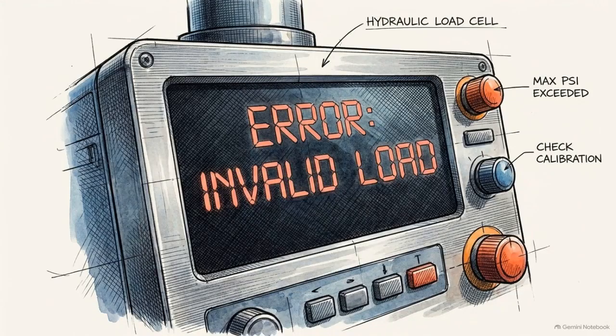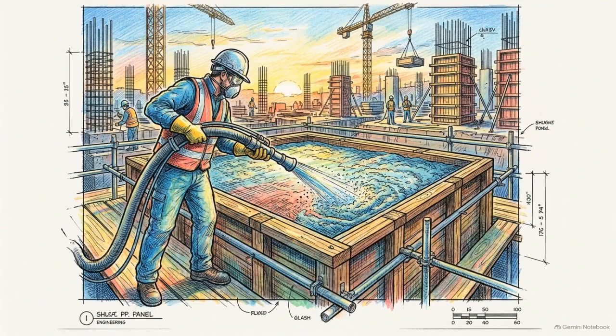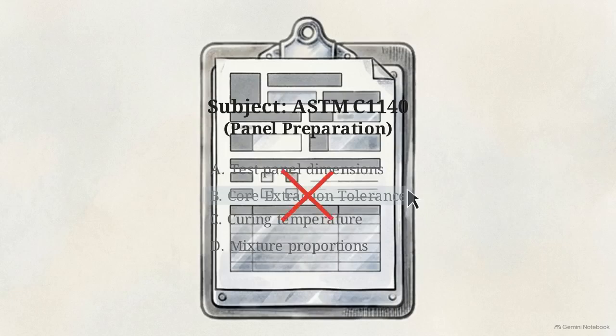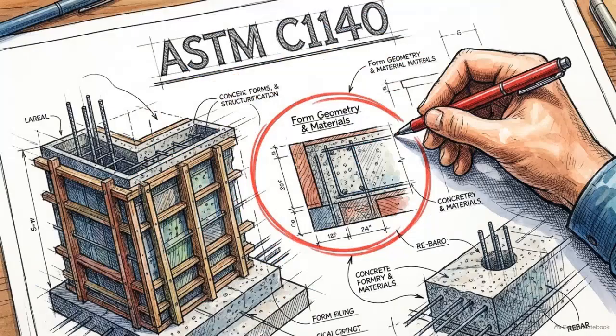The numerical output generated by a compression machine is entirely useless if the initial specimen preparation is compromised. Testing quality begins long before the concrete reaches the laboratory. Memorizing this specific division is critical for the exam. Applying a core extraction tolerance to a panel preparation question, or vice versa, shows a lack of procedural understanding and will result in a failure on those specific questions. We begin with ASTM C1140.